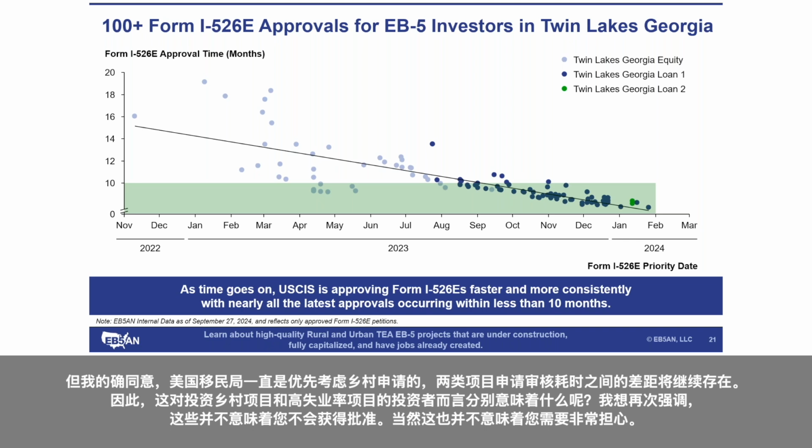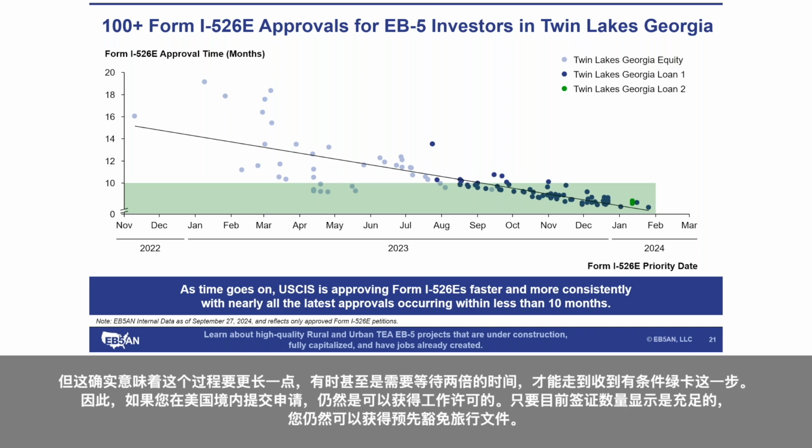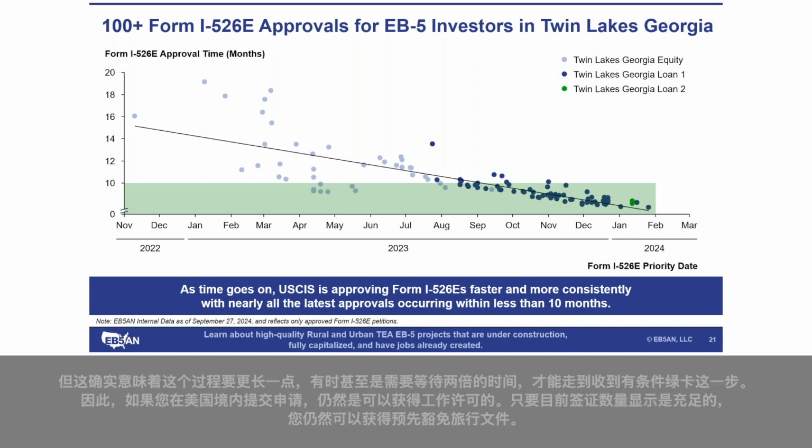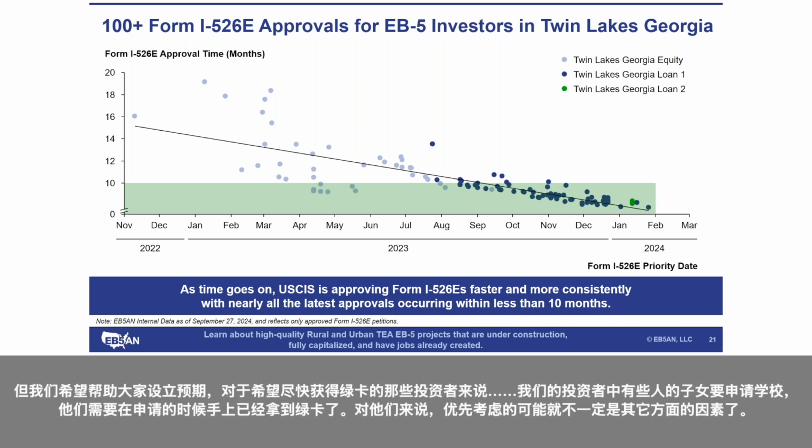And so what does this mean for an investor filing in rural versus high unemployment? Again, it doesn't mean you're not going to be approved. It certainly doesn't mean that you've got something to worry about, but it certainly does mean that this process is a little bit more elongated, sometimes even double the time to get to the stage of having your conditional green card in hand. And so you still have the EAD if you're filing from within the US, you still have your advanced parole as long as it stays current, at least. But we just want to set expectations for investors who are really prioritizing having their green card, right?